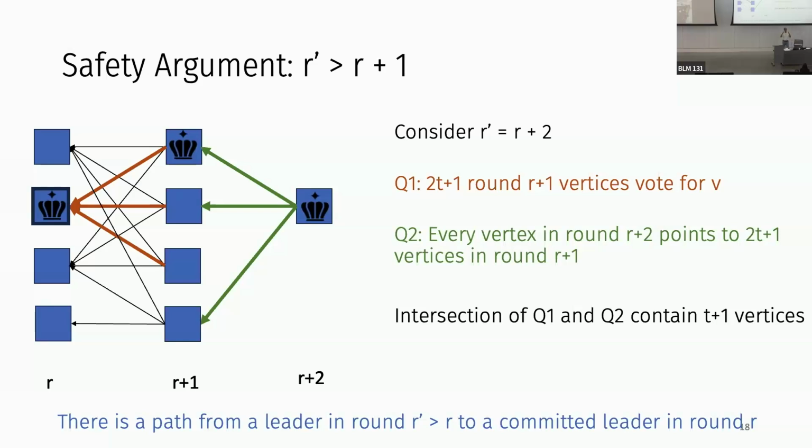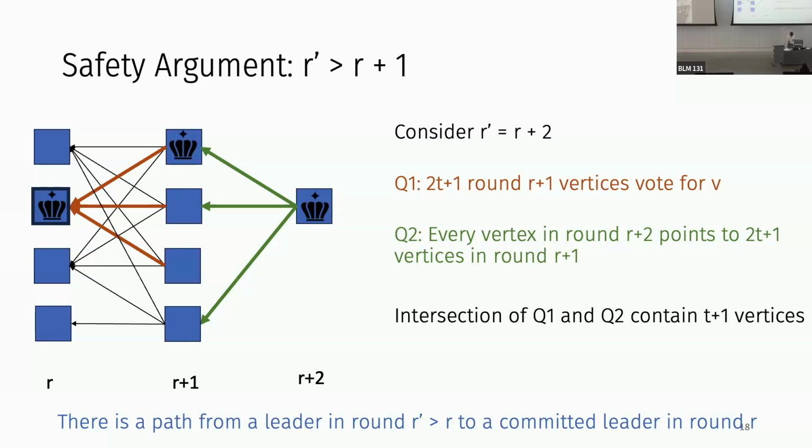Okay? So the two quorums Q1 and Q2 have to intersect in t plus 1 vertices. And out of these t plus 1 vertices, up to t may be Byzantine, and there has to be at least one honest vertex, because of which there will exist a path from the leader vertex in round R plus 2 to the leader vertex in round R.